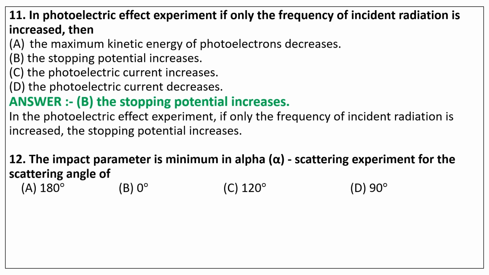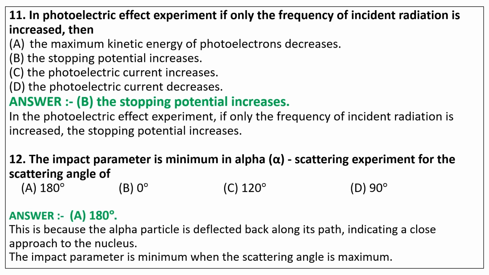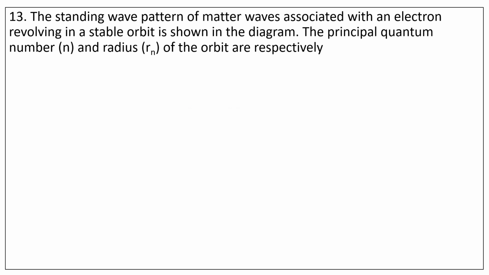12. The impact parameter is minimum in alpha scattering experiment for the scattering angle of A. 180 degrees, B. 0 degrees, C. 120 degrees, D. 90 degrees. Answer. A. 180 degrees. This is because the alpha particle is deflected back along its path, indicating a close approach to the nucleus. The impact parameter is minimum when the scattering angle is maximum.